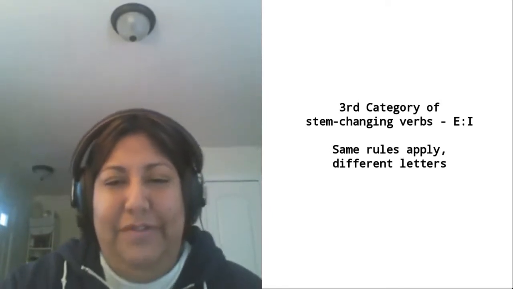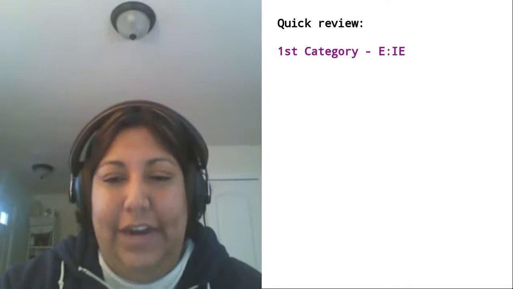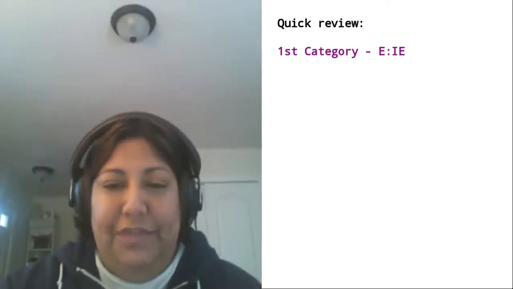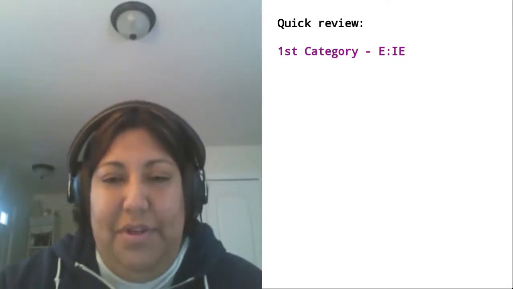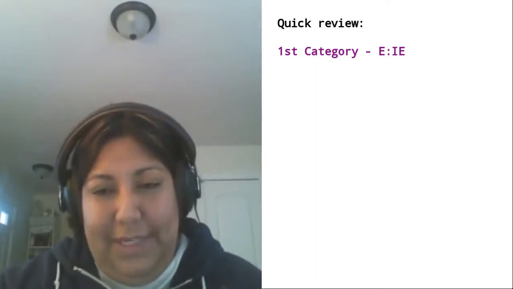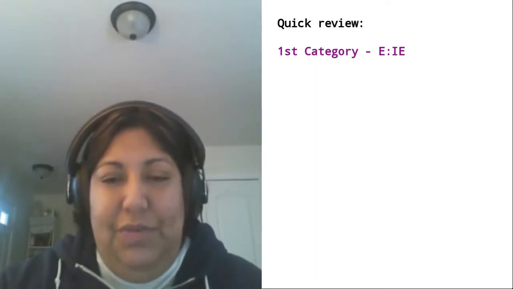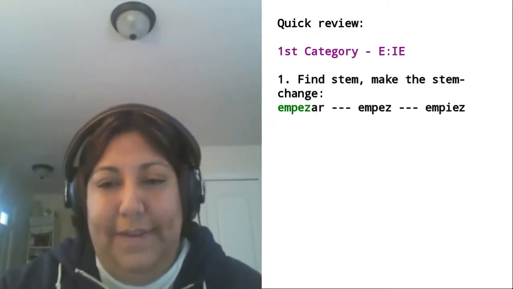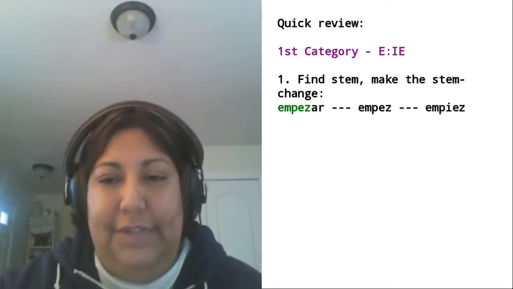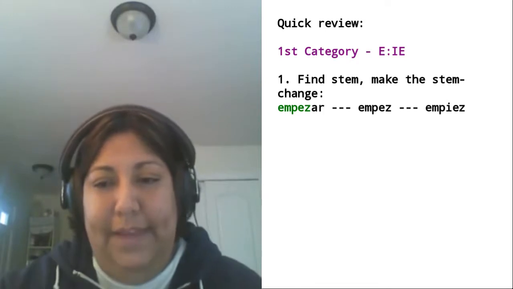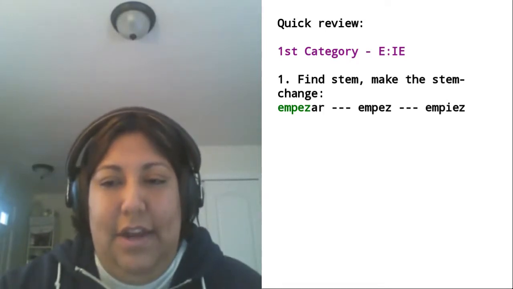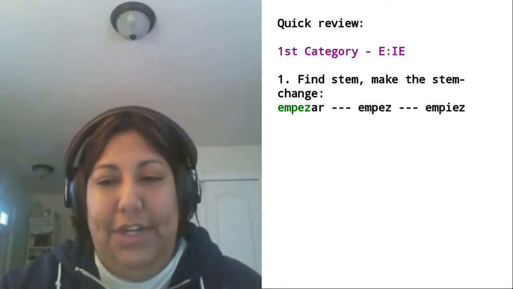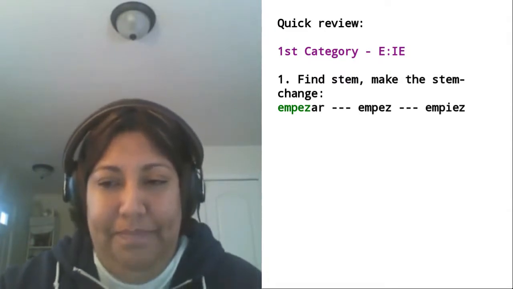Let's do a quick review of our first and second categories of stem changing verbs. Remember the first category from a few weeks ago, the stem change was an E to IE. So you have the verb empezar. The first thing you will do is find the stem, which is empez, and then you will make the stem change. So it becomes empiez.